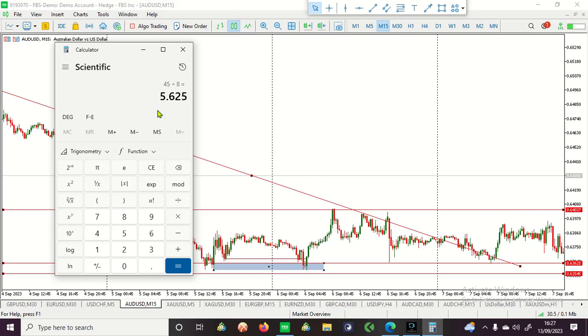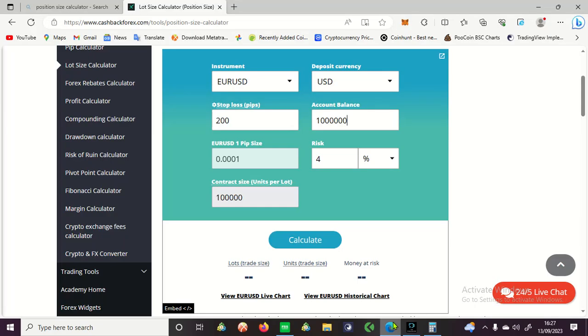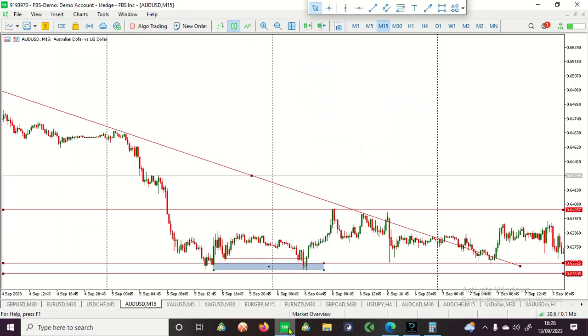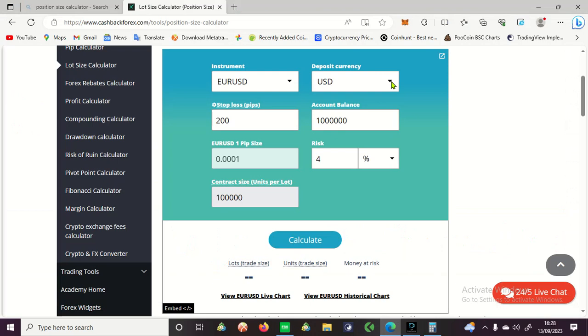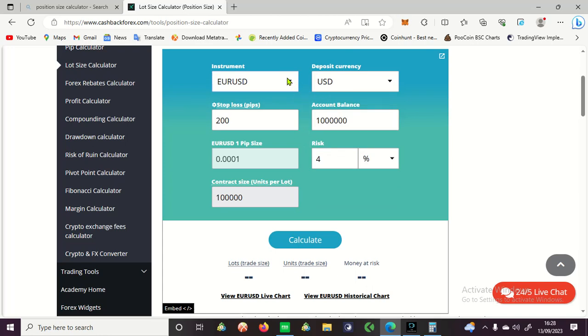So let's go back. Now, as you can see, from this very place now, we go to this website. This is where I will drop the link to this website in the description below, where you can get this lot size calculator. So what we are trading from here is AUD USD. Let me say AUD USD. We are trading AUD USD. We have to change this. This is USD. Then the instrument we are trading is AUD USD. So let's change this one to AUD USD.